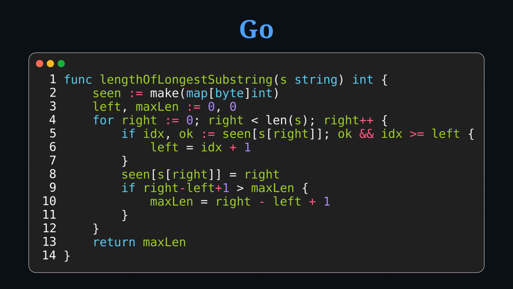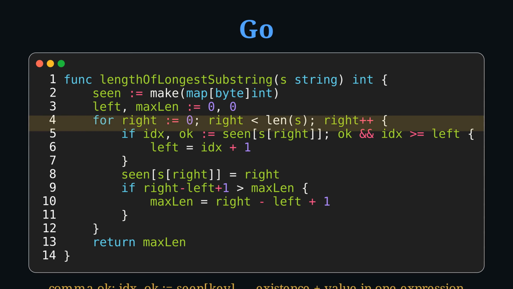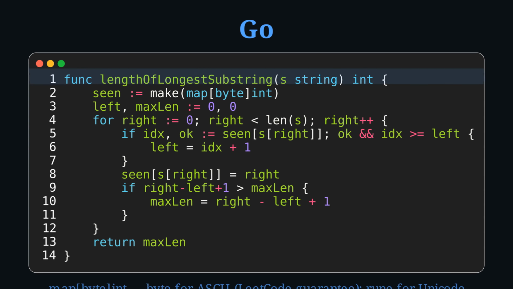Go's comma-ok idiom makes this feel the most natural. If ix, ok := seen[s[r]]; ok && ix >= left, that single expression combines existence check and value retrieval. One detail worth noting: the map key is byte, not rune. That means we are indexing into raw bytes, fine for ASCII input, which LeetCode guarantees for this problem. If the problem ever specified arbitrary Unicode, you would range over the string with rune indices instead.